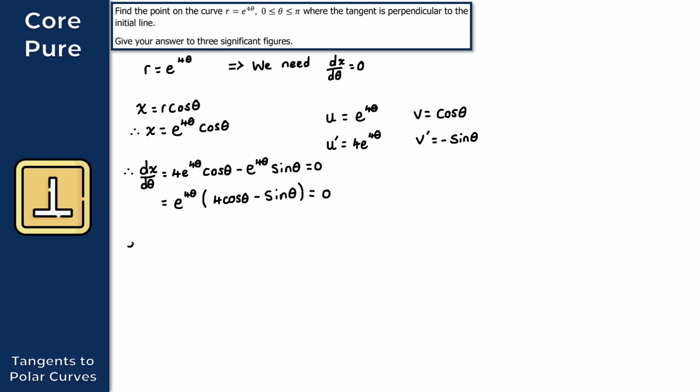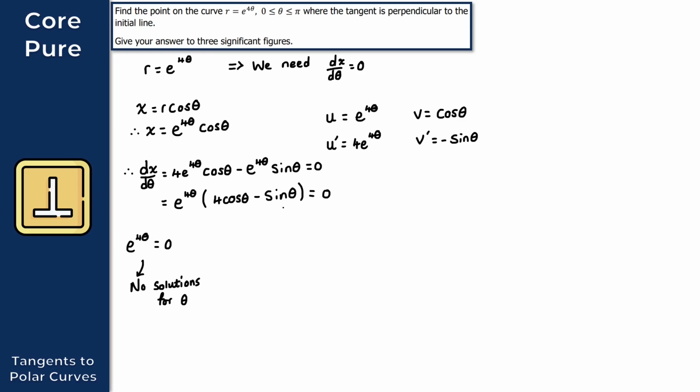So for the first one, e to the 4 theta is equal to 0. The issue here is there are no solutions for theta, right? So we have no solutions for this equation. No solutions for theta there.